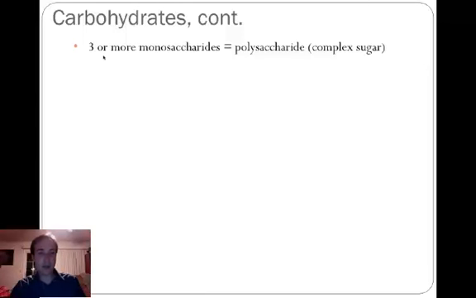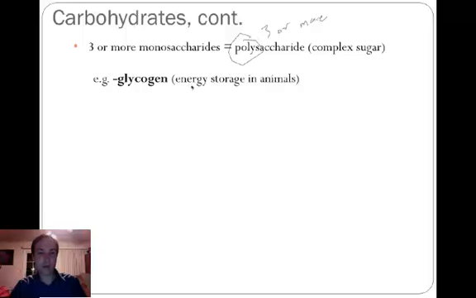Okay. If we take three or more monosaccharides and we bond those together, that's going to give us a polysaccharide. So poly means three or more. And we call these guys complex sugars. Okay, I'm going to show you four different examples. There's three you need to know. So the first one you need to know is glycogen. Glycogen is used for energy storage in animals.